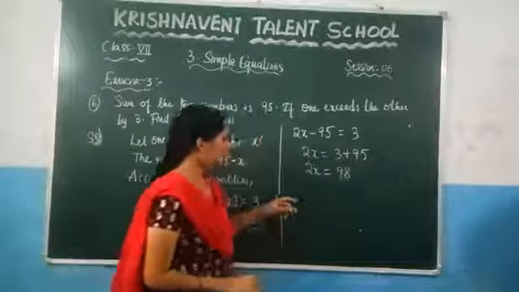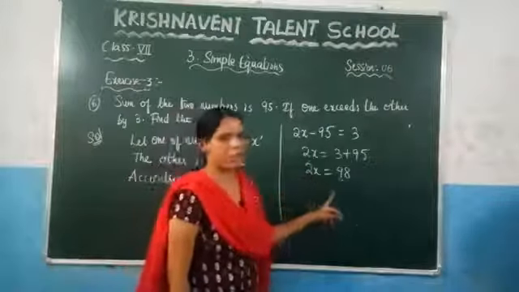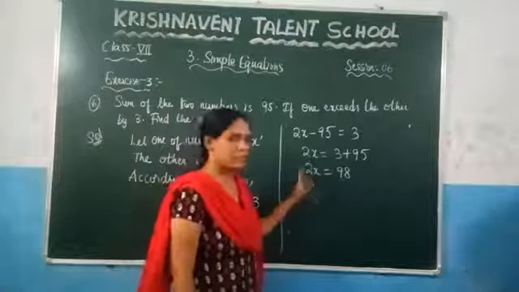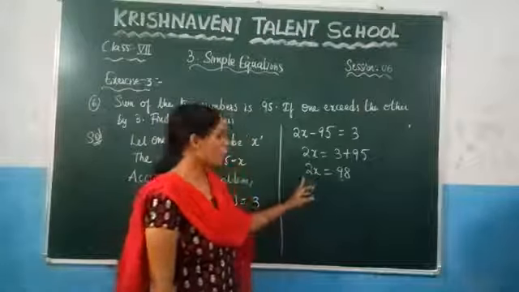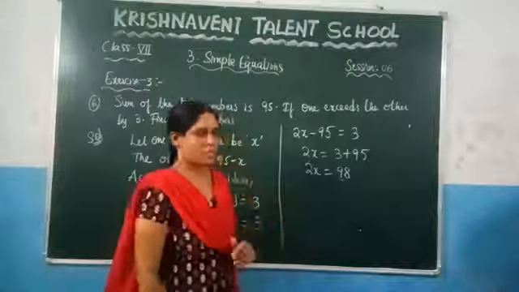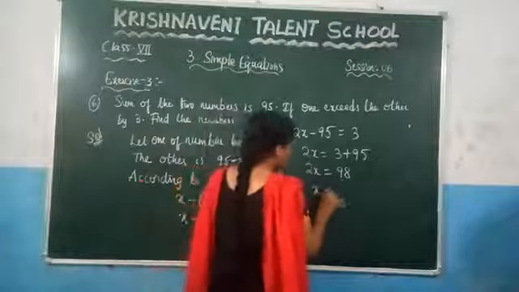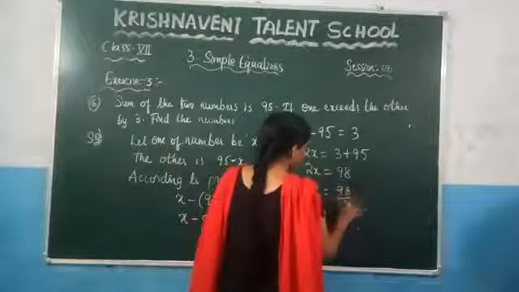Now here in the LHS, what is there? 2 into x. Here we are multiplying. If you take it to that side, if you are transposing this 2, what will you get? It will become division. So write it here, x is equal to 98 by 2.